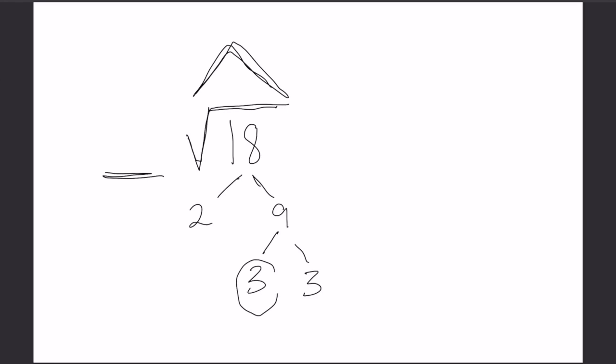So since we have two factors of 3s, we know that the 3 is going to be able to go outside the house with its pair, but the 2 is going to have to stay inside the house. So square root of 18 is going to simplify to 3 times the square root of 2. And remember that 3 on the outside is coming from the pair of 3s, and the 2 on the inside is coming from that single factor of 2.